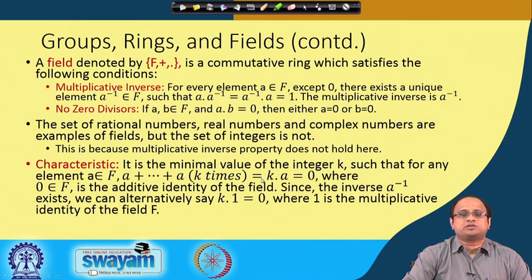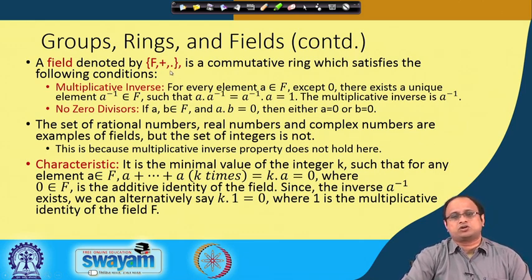Then we have something which is called a field. A field is denoted as F, plus, dot. Again you have two operators, and so it's called a field. We extend the concept of groups to rings and then rings to fields. So, what is a field? A field is a commutative ring which satisfies the following conditions.